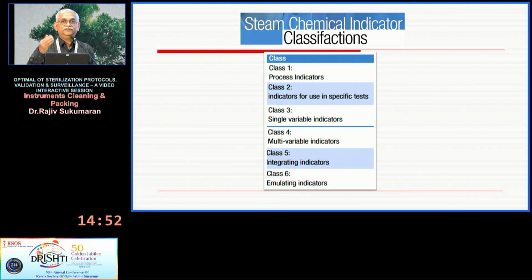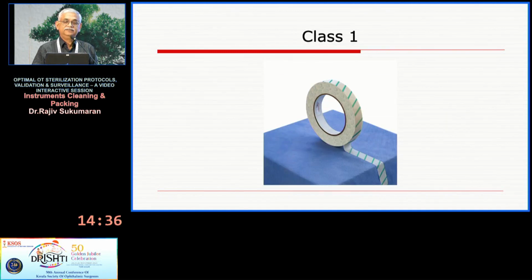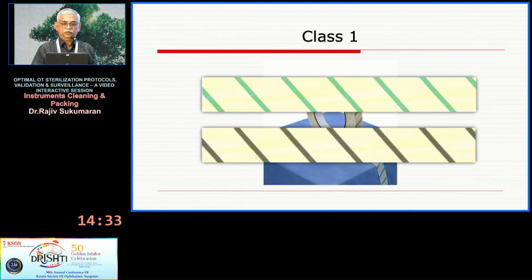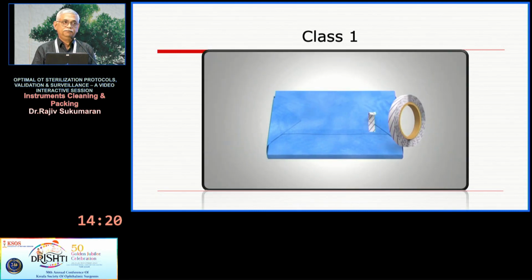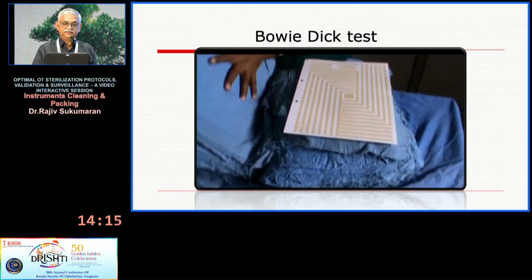So the indicators are classified into class 1 to class 6. We use class 1 and class 2; class 3 and 4 are usually used for industrial purposes like in chocolate and food factories. 5 and 6 again we use. I'll tell you. This is class 1. Class 1, what does it say? That particular set has gone into autoclave and come out, or sterilization, it doesn't say whether it is perfect or not. So it is usually used to stick on top of the pack like this. So that is class 1.